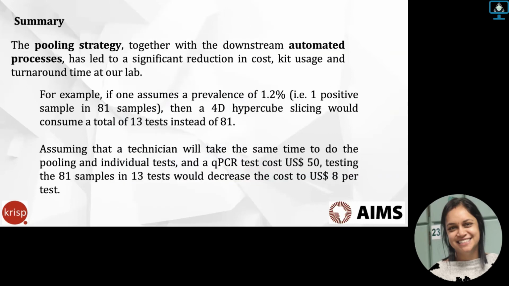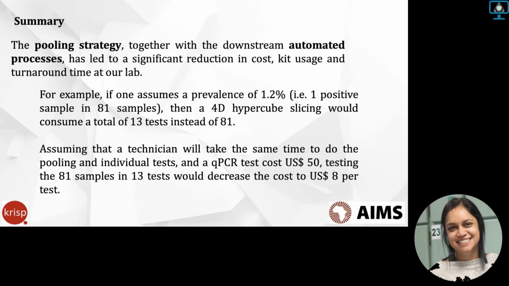In summary, the pooling strategy, together with the downstream automated processes, has led to a significant reduction in cost, kit usage, and turnaround time at our lab. For example, if one assumes a prevalence of 1.2%, which is 1 positive sample in 81 samples, then a 4-dimensional hypercube slicing would consume a total of 13 tests instead of 81.